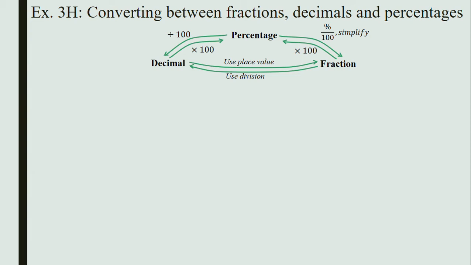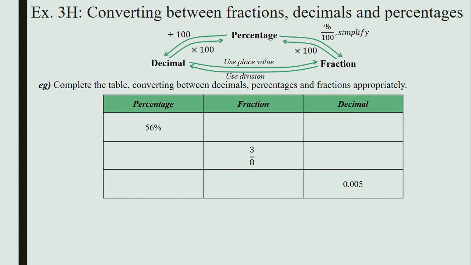Today we'll be looking at Exercise 3H, converting between fractions, decimals and percentages. On the screen now is a flowchart on how to convert between each of decimals, percentages and fractions. We've got one big example today where we will use each of those methods just once. Okay, we'll start on the first row. We're going to convert 56% to a fraction and a decimal.